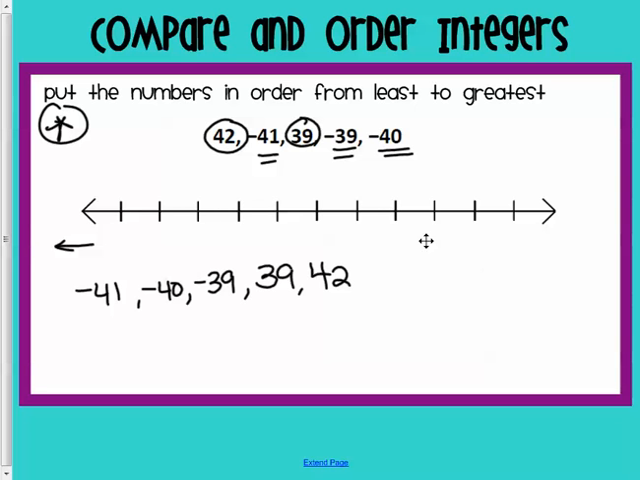And then over here on the positive side, so if this was 0, these are all of my positives, these are all my negatives. It is positive 39 and then 42.